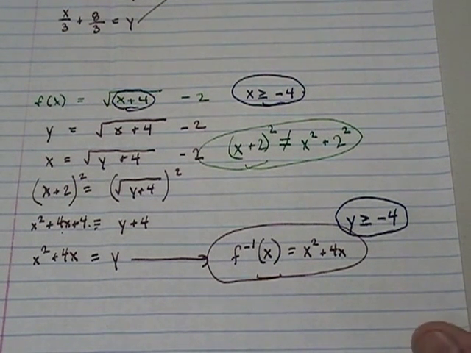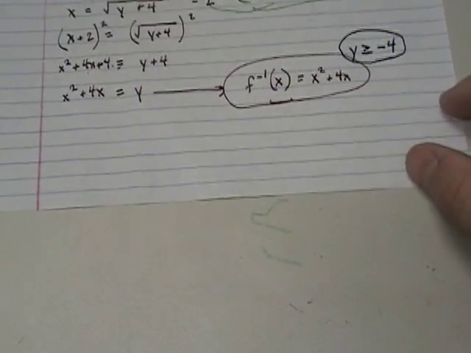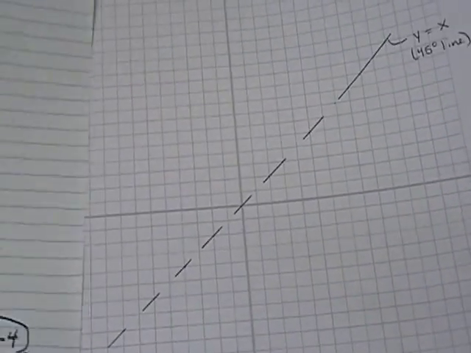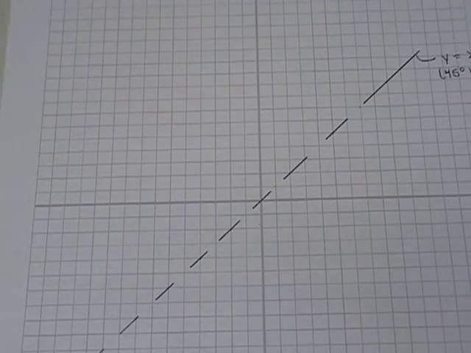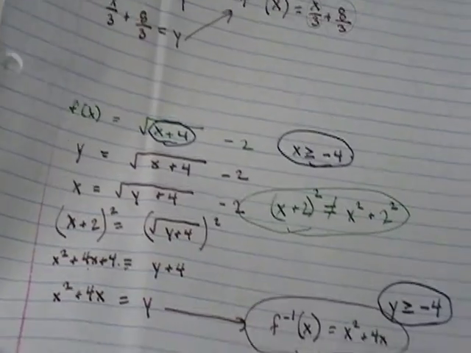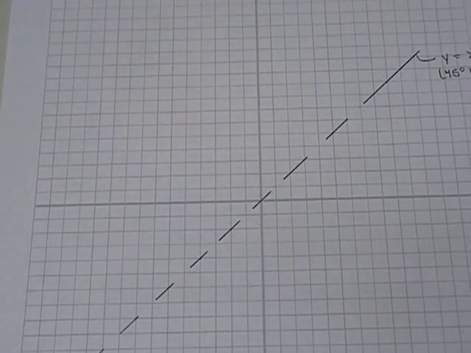Now, let's take a look. I've got these two equations, and I want to graph them, okay? And I've got my handy-dandy little piece of graph paper here. These are both going to be curves: the square root of x plus 4, minus 2, and x squared plus 4x. And the easiest way to graph them is, of course, to have a table of numbers handy.